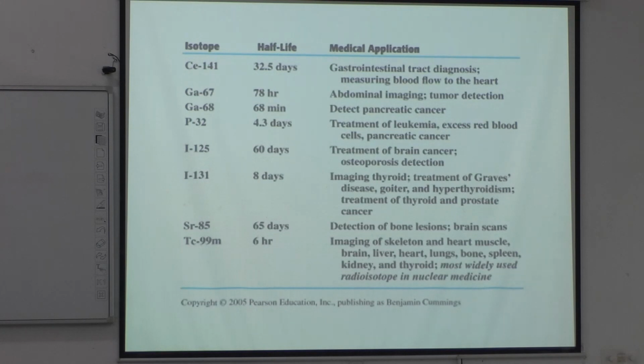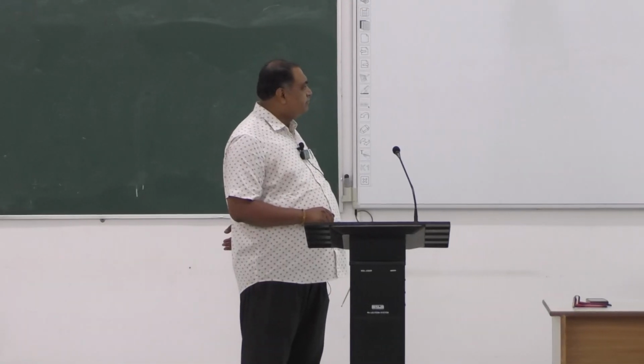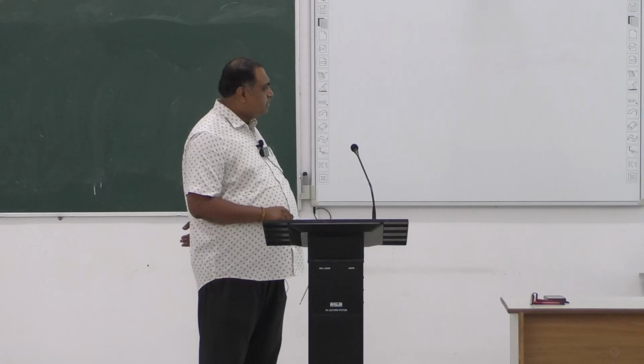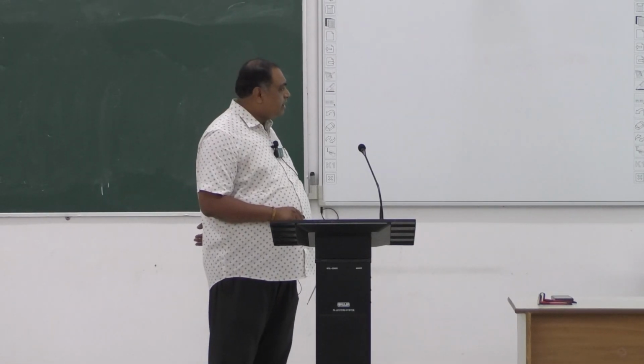This one you can note down. This may be asked as a short question. Okay. What are those? For GI tag C141, gallium, G for gallium, B for phosphorus, I for iodine. Iodine has two forms, 125 and 131. See the half-life, 60 days and 8 days.